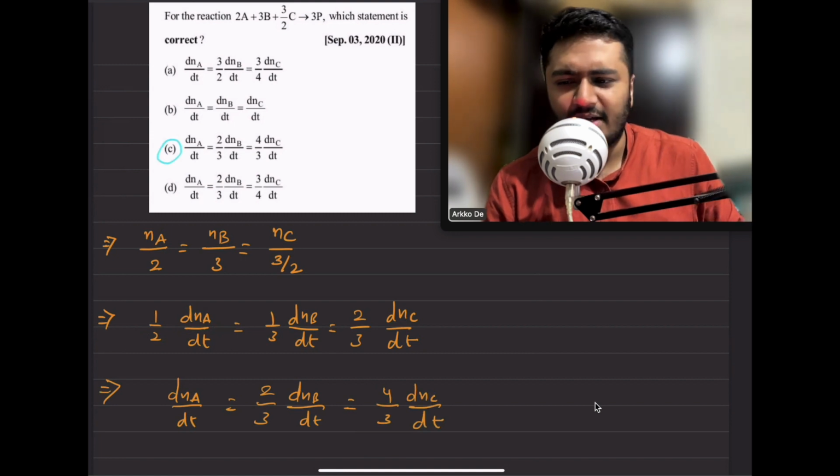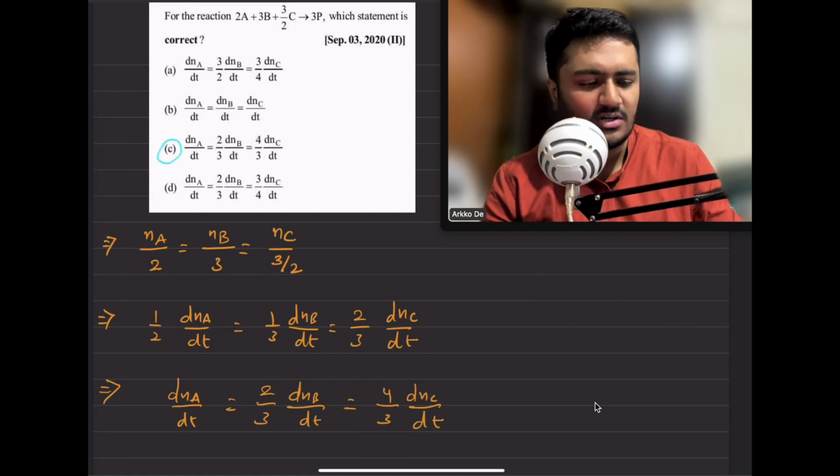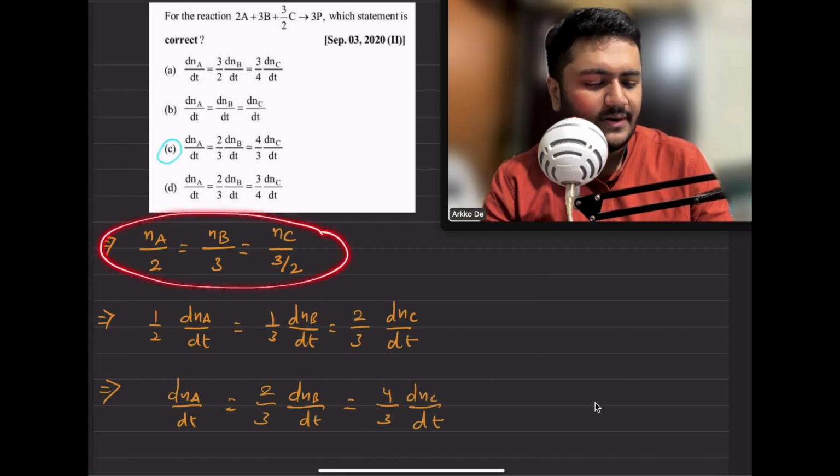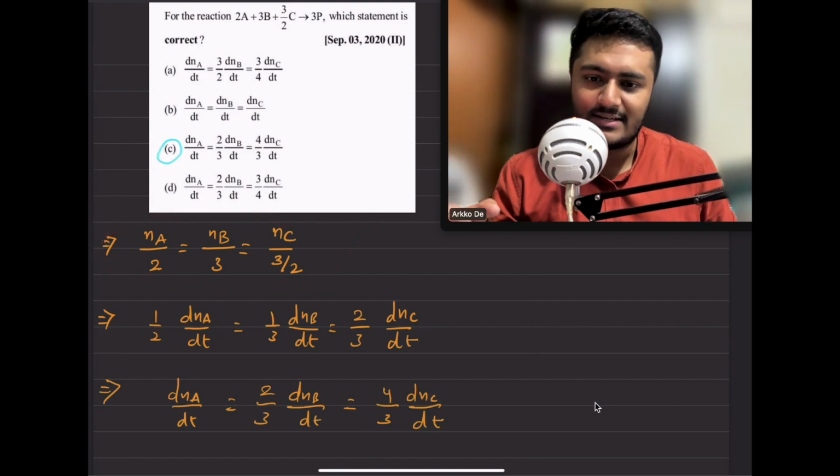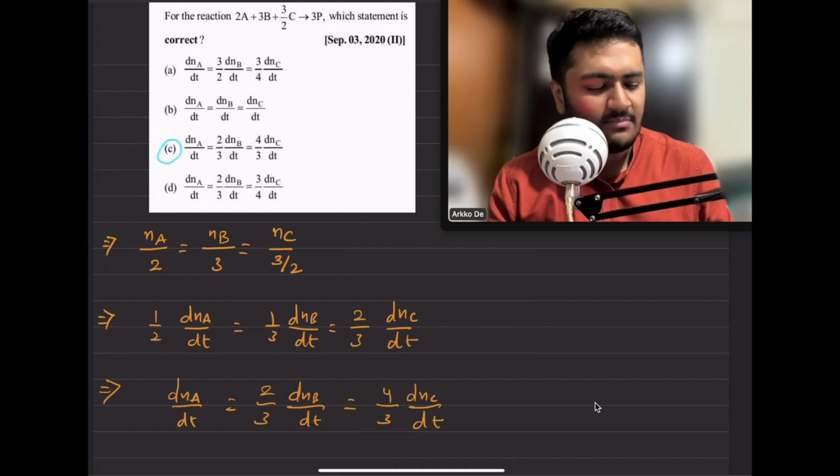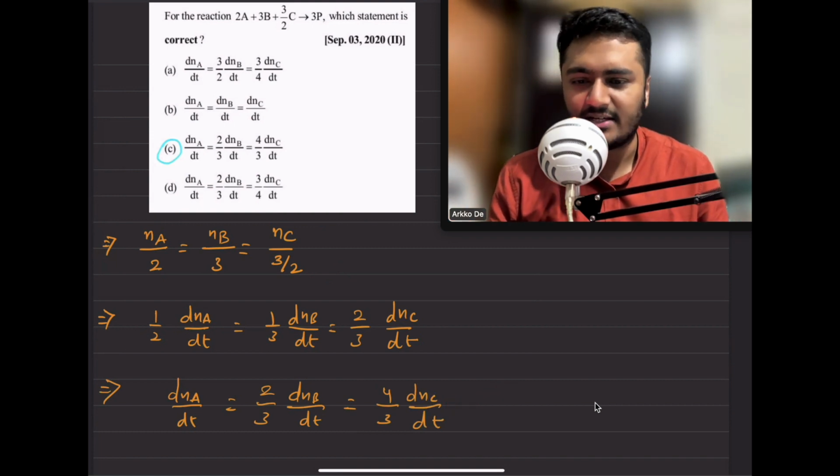So it was a pretty straightforward question. First we wrote the stoichiometry law, and then we differentiated this particular equation with respect to time, and we got the answer. Pretty standard, simple question.